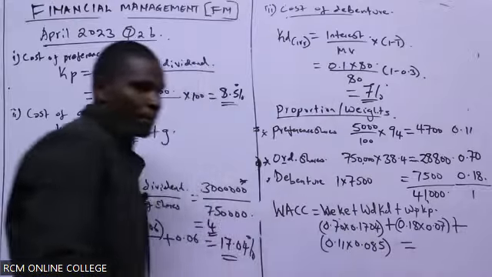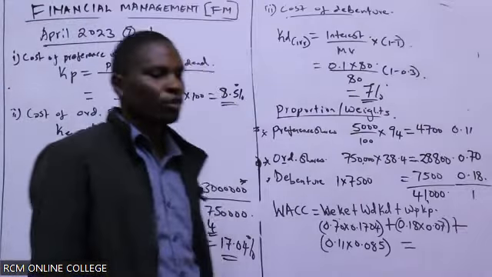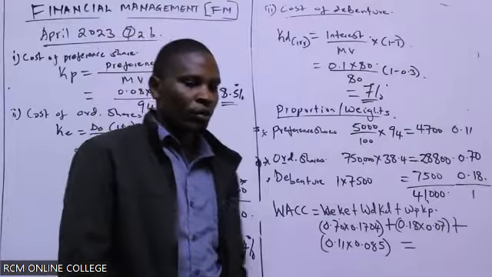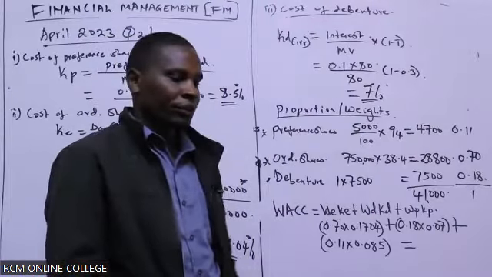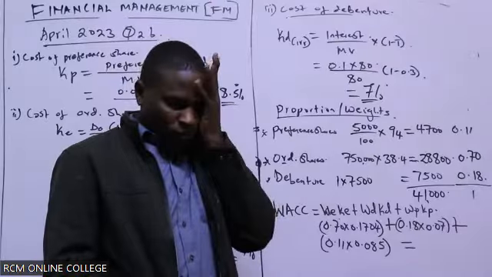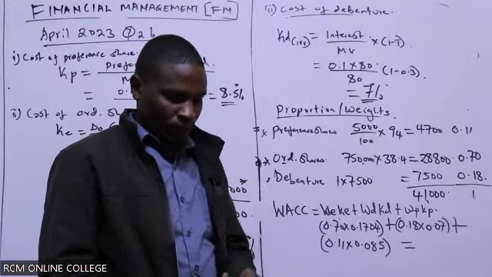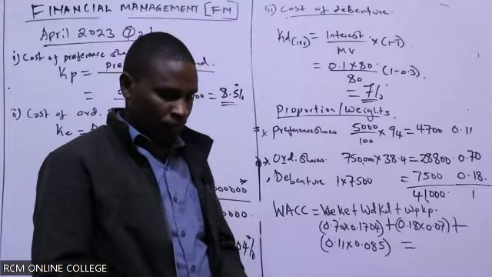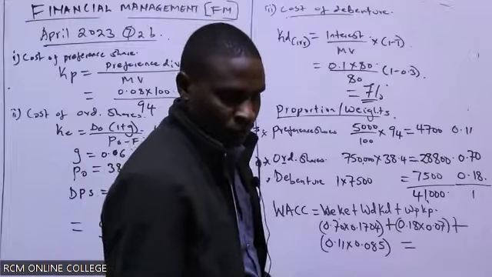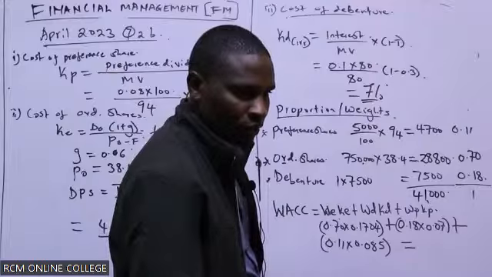What is our WACC to 2 decimal places? Give me the WACC, and then we call it a day. What is our WACC? To 2 decimal places, then finish it up.